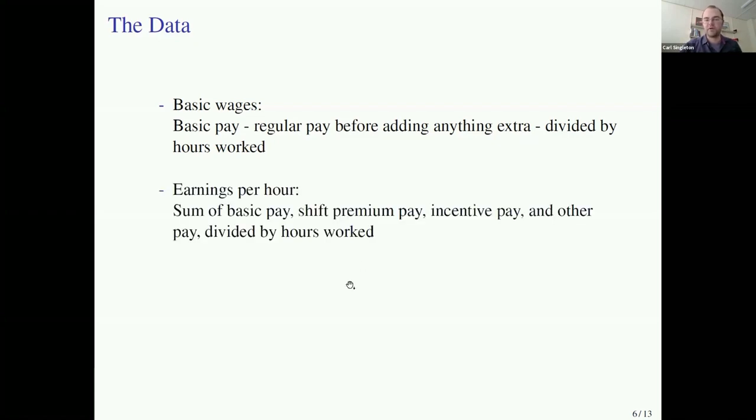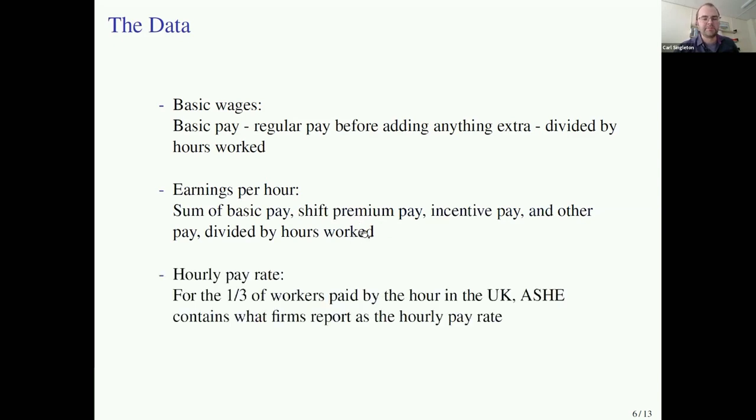We also have earnings per hour, where we add in these other measures of pay, but might necessarily still want to exclude overtime, because overtime hours we do know, and we can exclude the overtime hours worked. And then, as I alluded to earlier, we have another measure of pay, which is quite unusual in any payroll or administrative data sets, which is we actually have the hourly pay rate of the workers, because the ASH asks the employer, is this worker paid by the hour? And if so, what were they paid for that hour? And so for about a third of the workers in the UK, they are paid by the hour, and the ASH tells us what that hourly pay rate is.